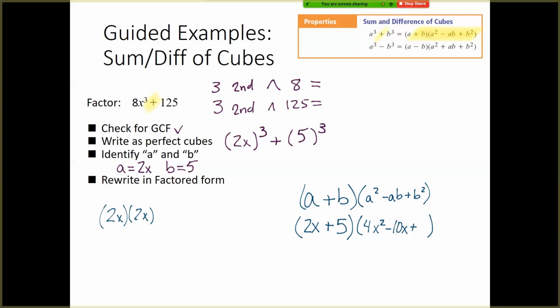Plus the last term, I want B squared. B squared means I'm going to take 5 and square it. 5 squared is 25. Perfect, you're done. Final answer, right here.